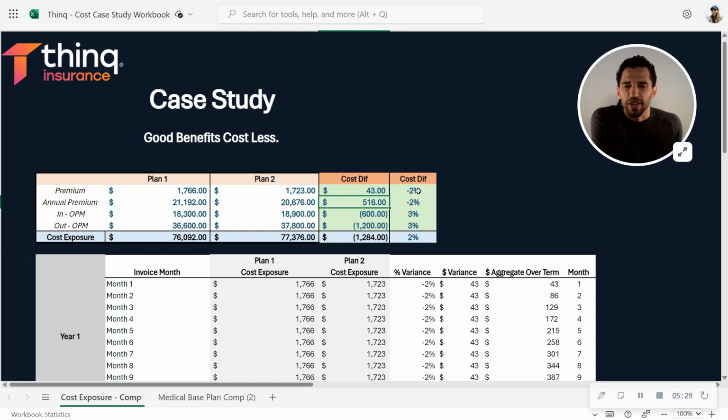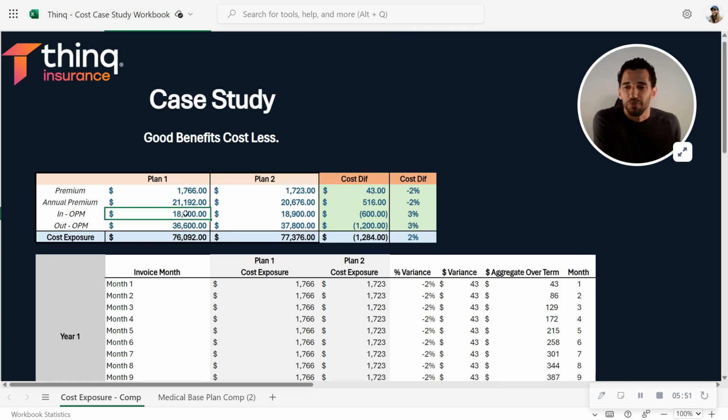And then really what you're asking yourself is, is it worth $516 of premium that will walk straight out the door, whether you use the plan or not, $516, so that you could potentially save $600, $1,200. So $600 in network, $1,200 out of network.